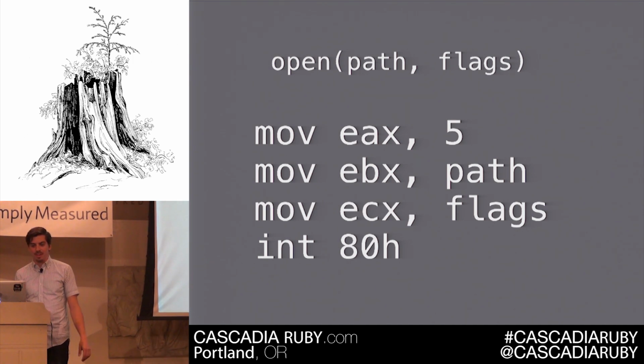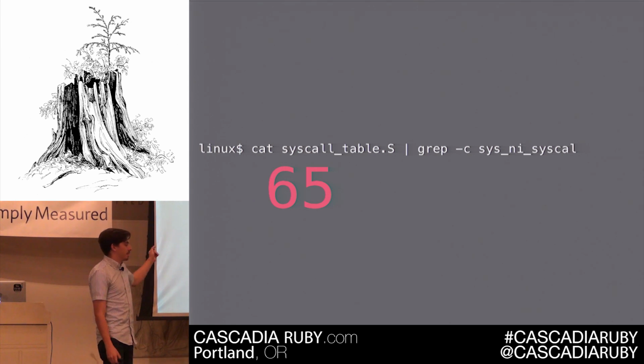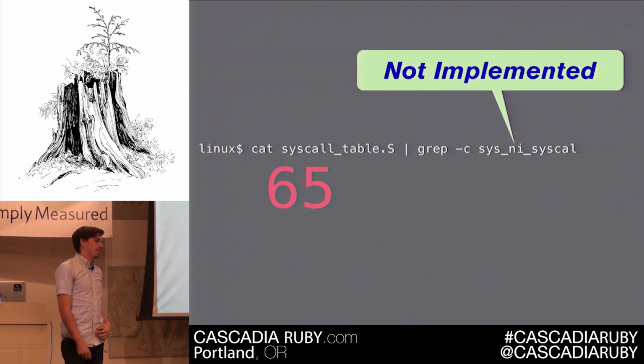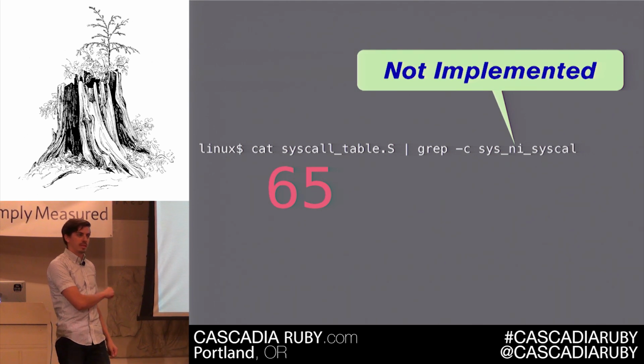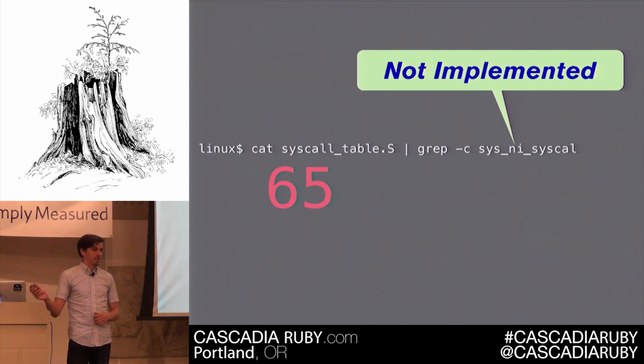Another kind of little funny thing about this, this is the syscall table again, and 65 of those syscalls are implemented as the sys_ni syscall. And that ni stands for not implemented. So of those 326 syscalls, 65 of them don't do anything at all. The rest, there's 261 left, so that's the entirety of all the syscalls that happen.